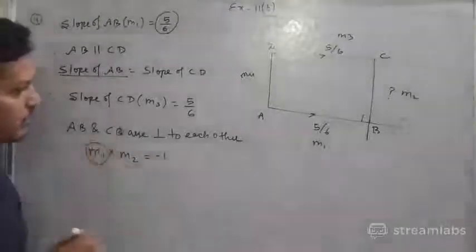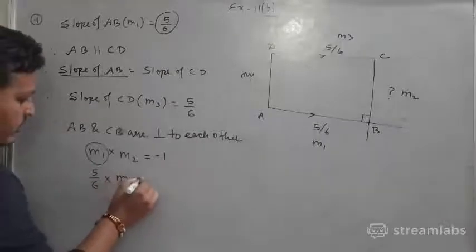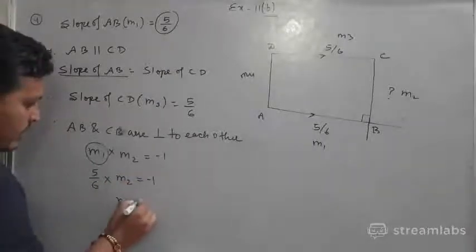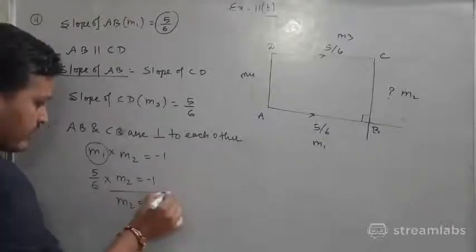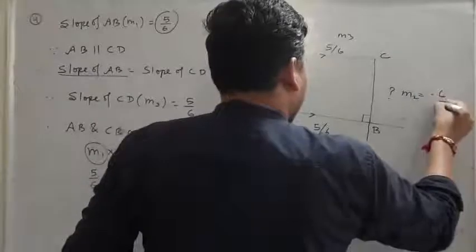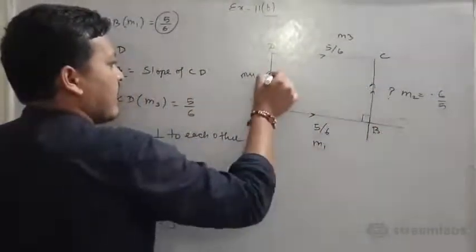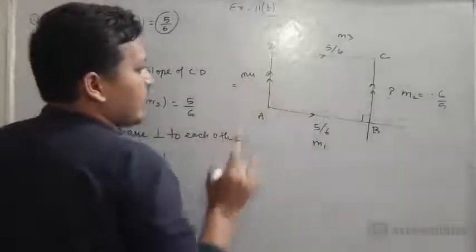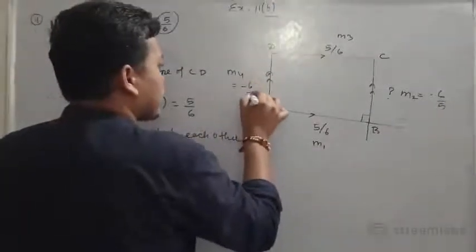Tell me what is the slope of M1? This one is 5 by 6, into M2 is equal to -1. So M2 is equal to 6 into -1, that is -6 upon 5. This is the slope of this line. Similarly, both this line and this line are perpendicular, so the slope of this line M4 is also -6 upon 5. This is the answer of this question.